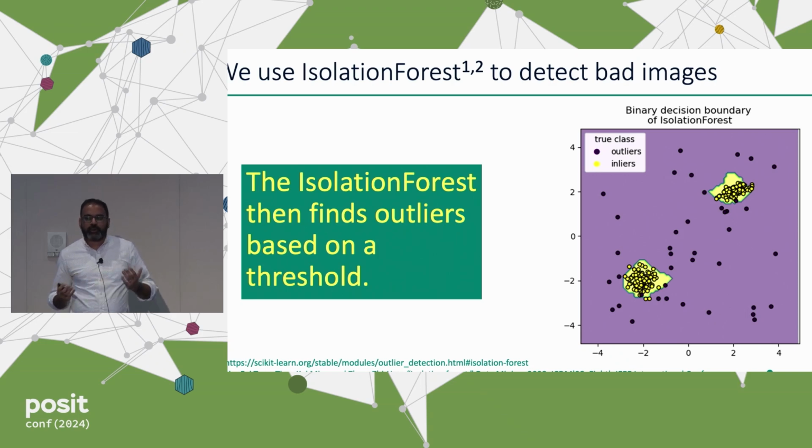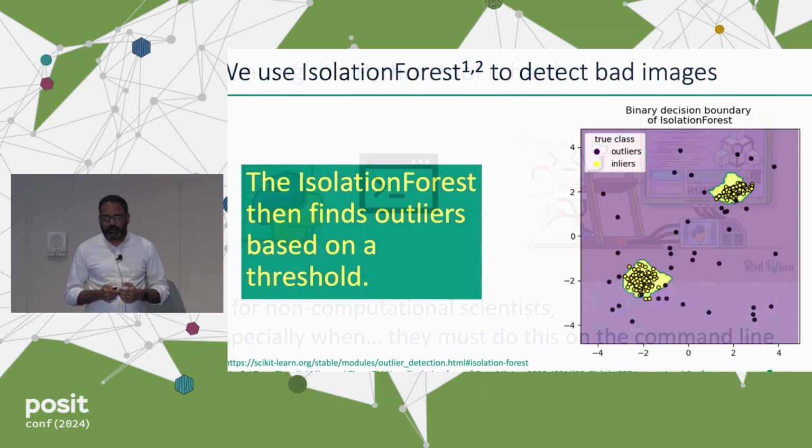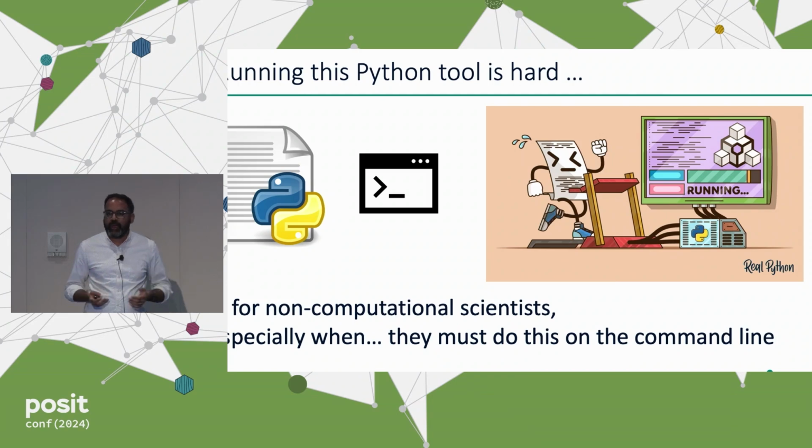It's kind of arbitrary. If you give it a high percentage, you might lose a lot of images which are actually good, but you're rejecting all these good images that you've collected. So you want to adjust that threshold. Well, how do we do that? Well, we just run the Python tool again, right?